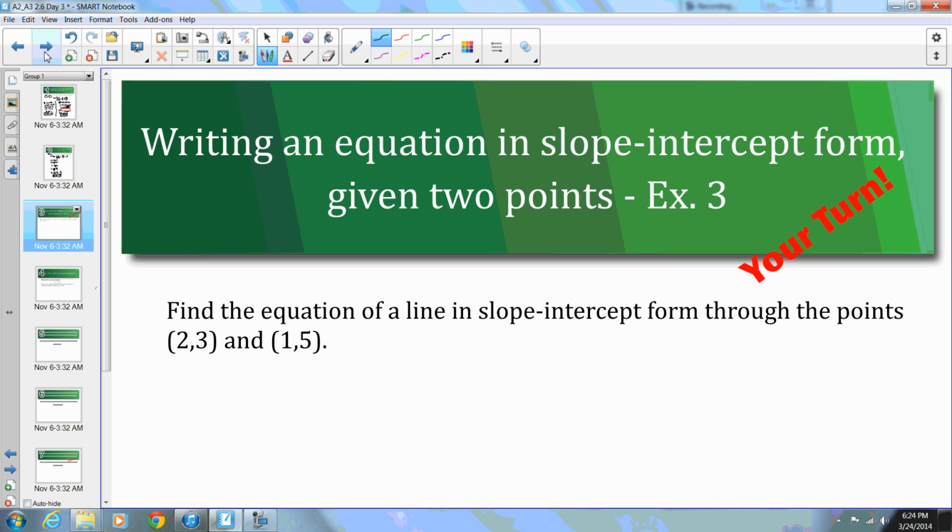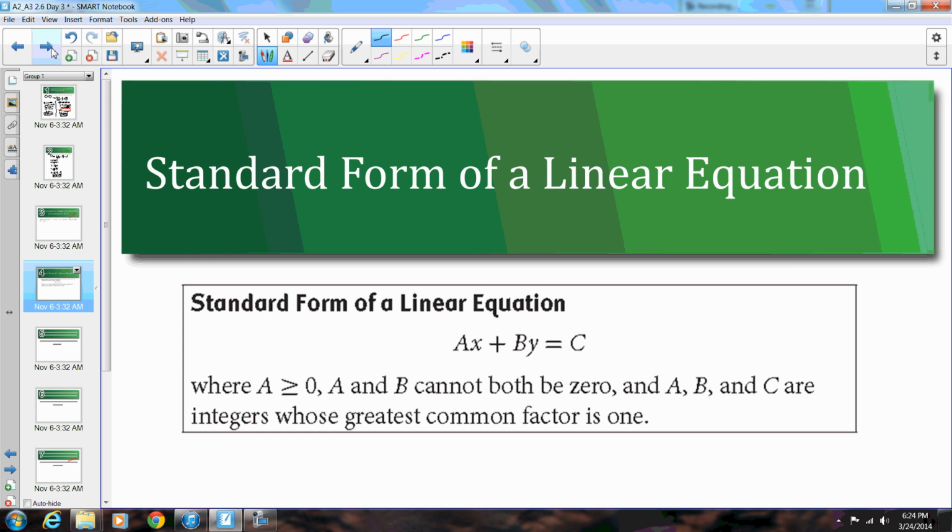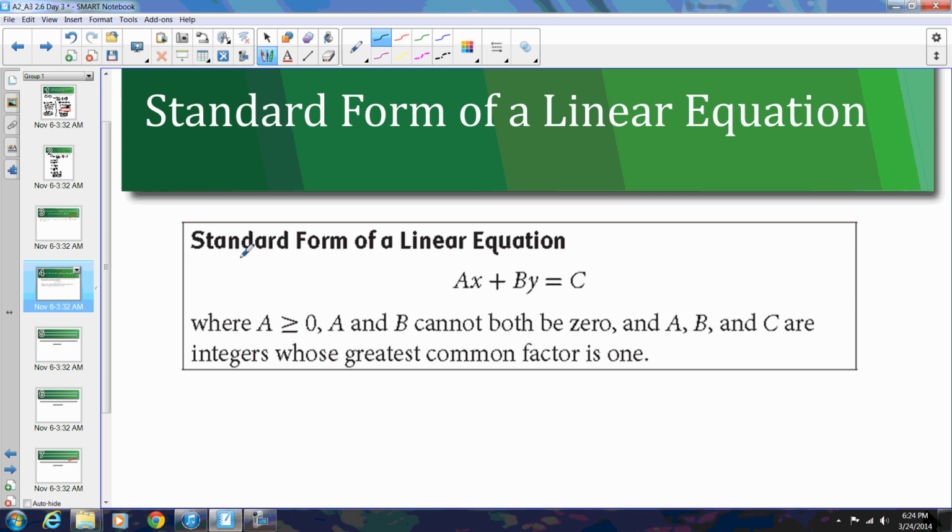That's your turn, so try the same. I promise you the calculations won't be quite as difficult involving fractions for this one. Okay. Now, I want to talk about the third type of equation.